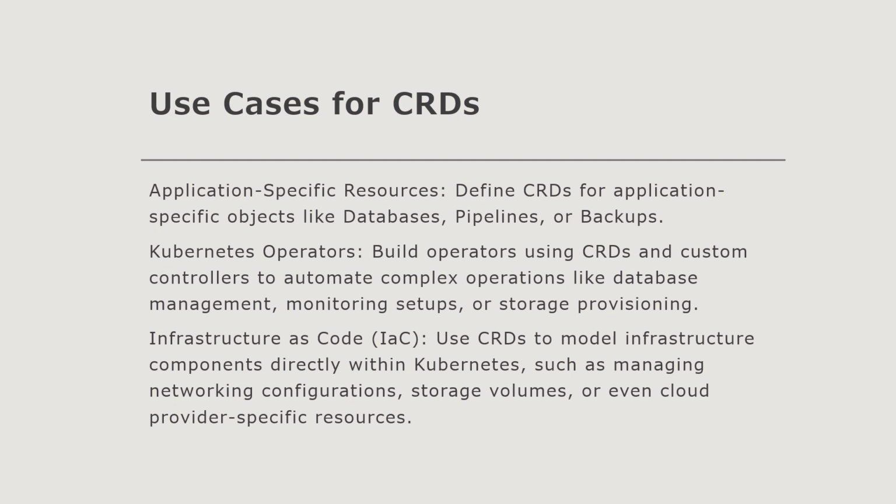Kubernetes operators. Build operators using CRDs and custom controllers to automate complex operations like database management, monitoring setups, or storage provisioning. Infrastructure as code, IaC. Use CRDs to model infrastructure components directly within Kubernetes, such as managing networking configurations, storage volumes, or even cloud provider-specific resources.